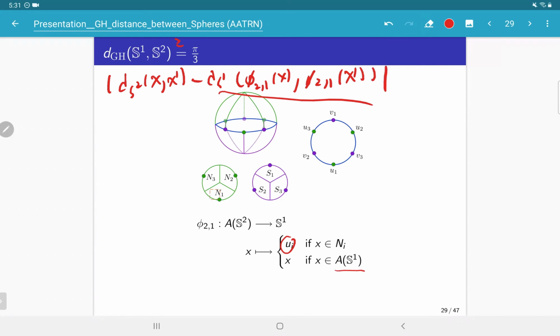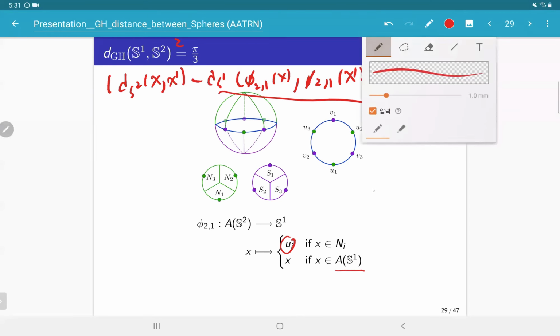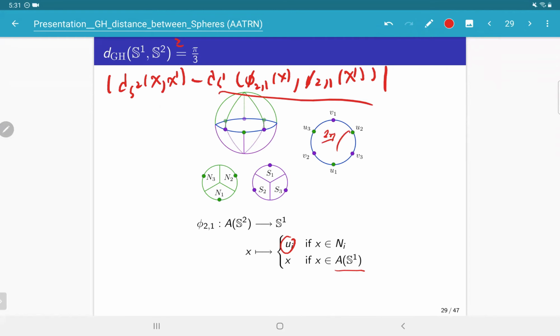The other case is when x is in N1 and x prime is in N2. Then the distance between x and x prime can be any number between 0 and pi. However, the distance between phi of x and phi of x prime will be the distance between u1 and u2. Therefore, it is equal to 2 pi over 3. So again, in this case, the distortion is also upper bounded by 2 pi over 3. So by doing this simple case-by-case analysis, we can prove this distortion is 2 pi over 3.